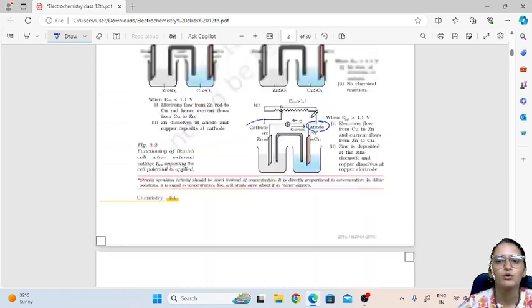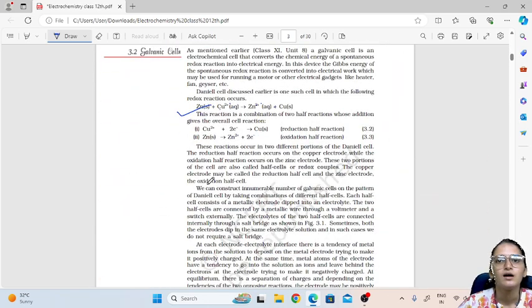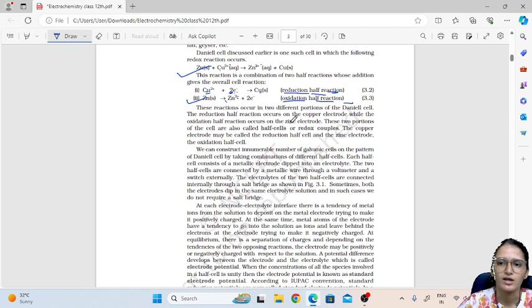Since zinc is losing electrons, the one who loses electrons is said to be oxidized, or the oxidation reaction takes place at that electrode. So since zinc loses electrons, it is called the oxidation half reaction, wherein zinc loses its 2 electrons to form zinc 2 plus, and copper gains 2 electrons to form copper. The species which gains electrons is called the reduction half reaction.